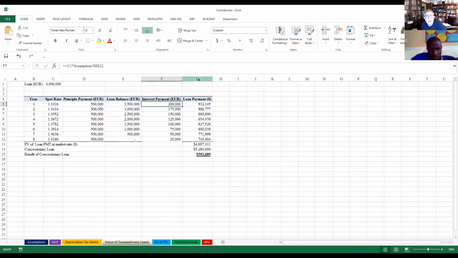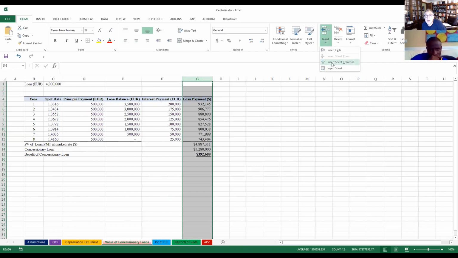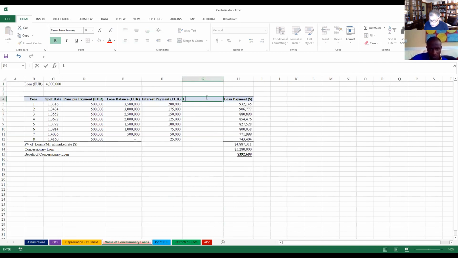Let me create one more column here: loan payments in euro. Our payments are going to be 500,000 plus 200,000. These are our annual payments, including principal and interest. This is the dollar equivalent. I take the 700,000, multiply with 1.3316, and I get this. Now, this is the stream of cash flows. I calculate the present value of these at the market rate of 8%.